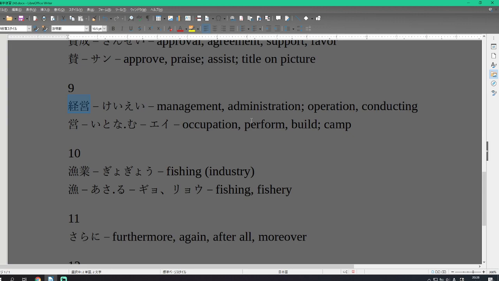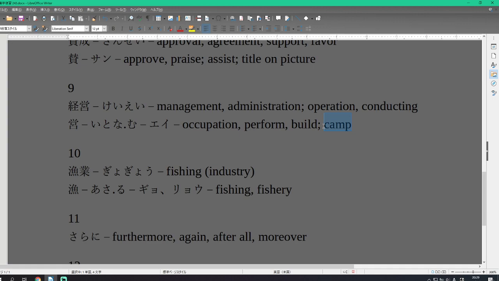KA no A is made up of three radicals. The top one is a small roof, and the bottom one is furo, a bath. Occupation, perform, or build. You put a small roof over a bath, and you have built a camp. I don't know how to remember this one, guys. Good luck. Itonamu, or A, is occupation, perform. I'm going to keep it to one thing: occupation, because then it means experienced occupation. That makes sense to me. Occupation is a small roof for your bath. Your occupation puts a small roof over the place where you rest. That's going to make me think of rent. It's going to be a hard one today, boys.